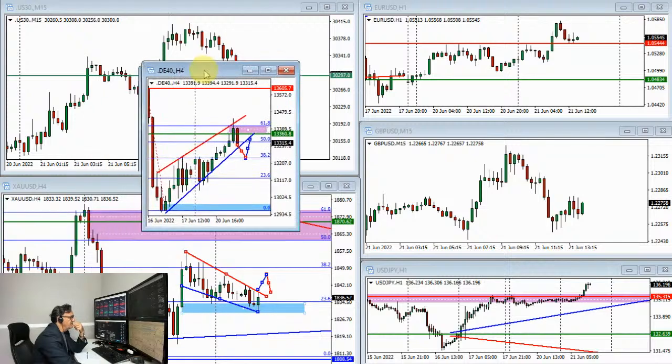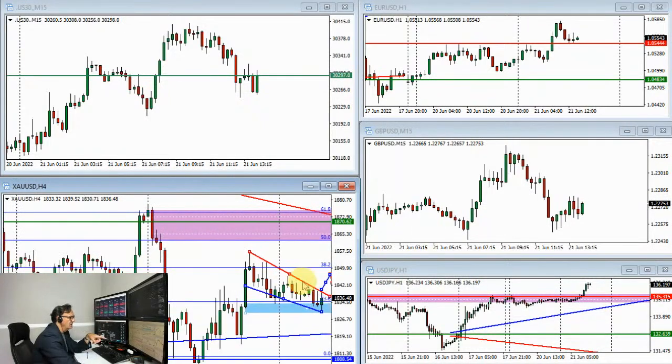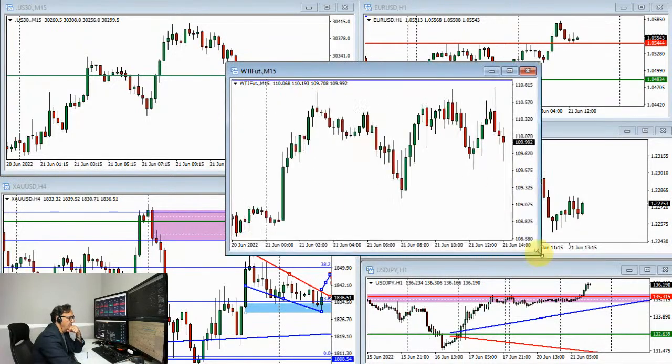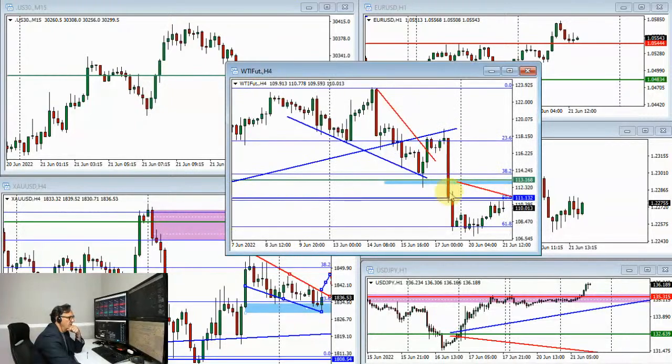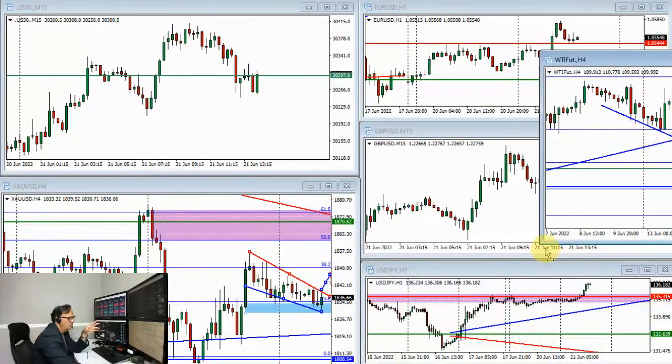There's also a very nice setup in DAX on the 4 hourly as a swing type trade. This is a setup here in gold that I'm paying attention to, and I'm definitely paying attention to crude oil. I'll show you all of that as well. So this area here is definitely of interest. I'll talk to you about all of that in more detail shortly.